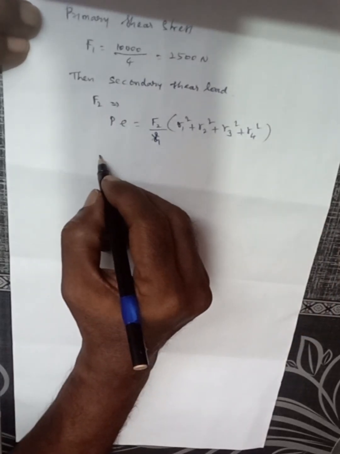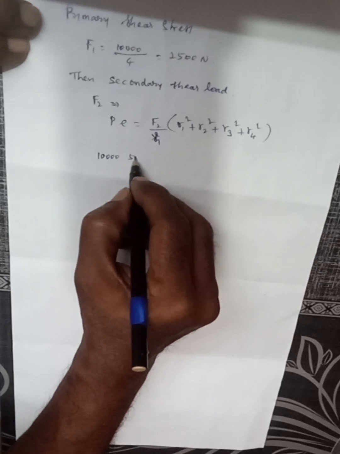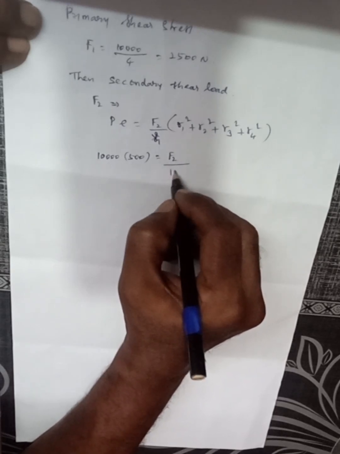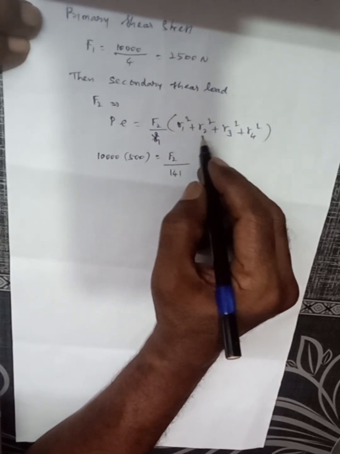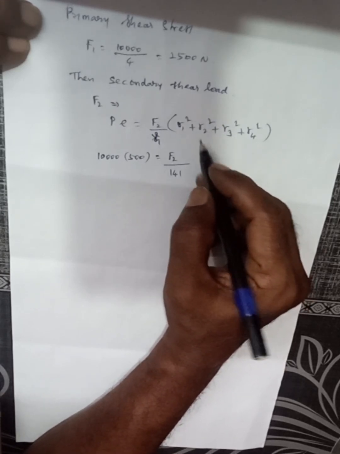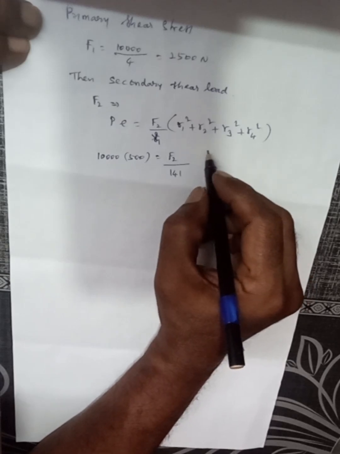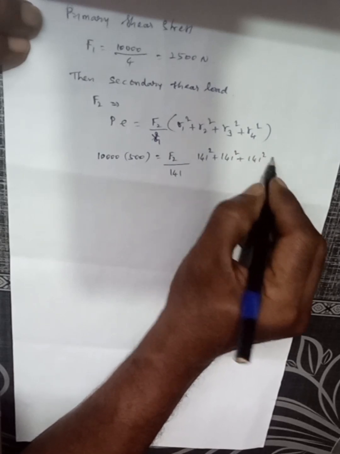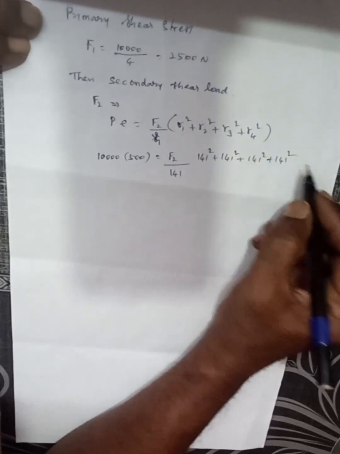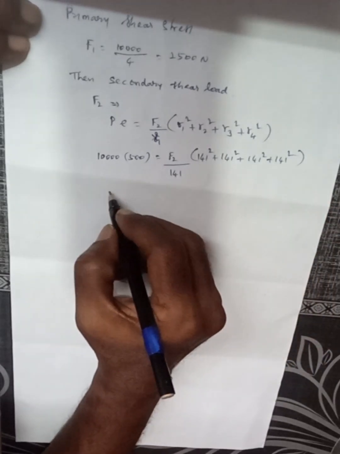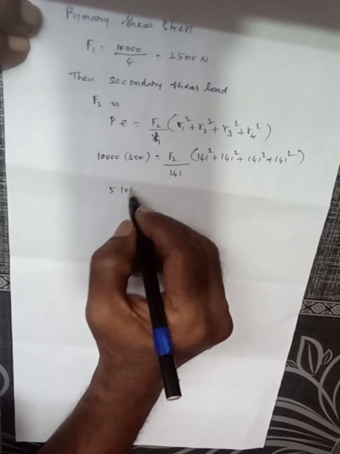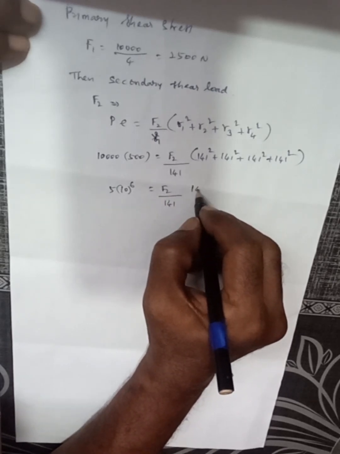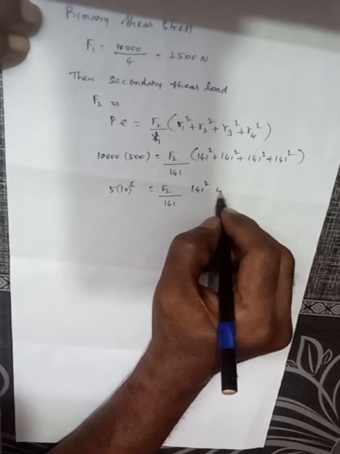So what is the load? 10 kilonewton, 10,000 Newton, into 500, that is 5 into 10 to the power of 6, equal to F2, which we don't know, divided by 141, into 141 square plus 141 square plus 141 square plus 141 square. Since the configuration is symmetric, all the radial distances will be 141 mm.